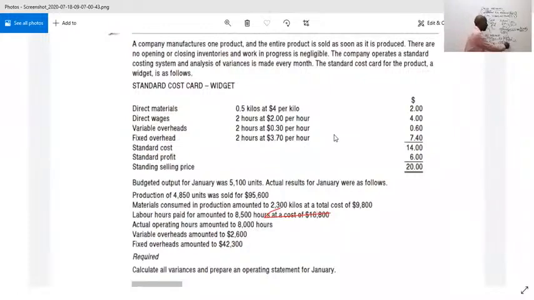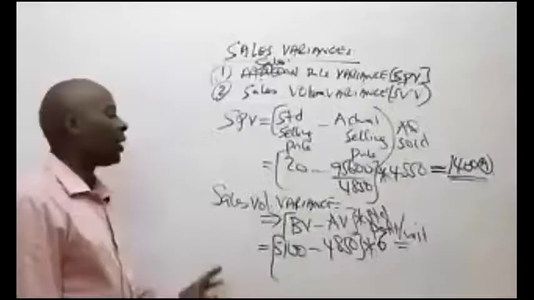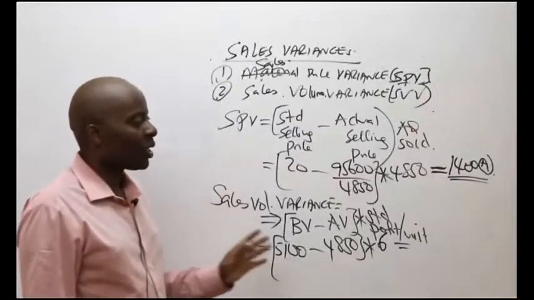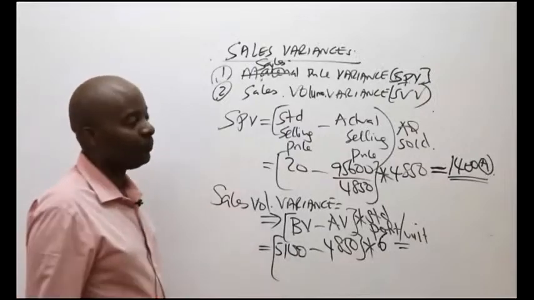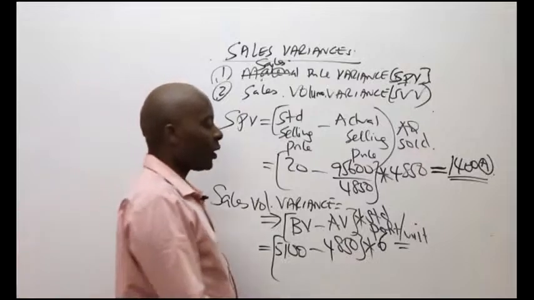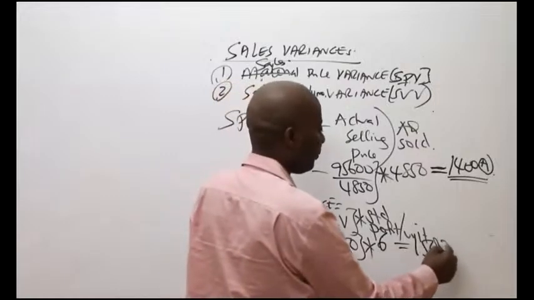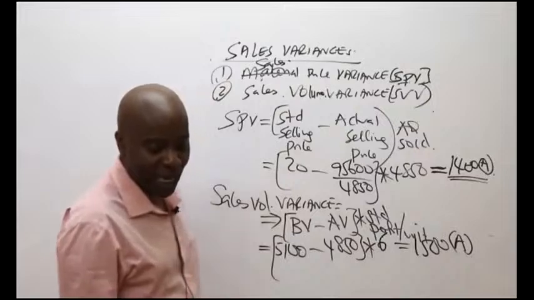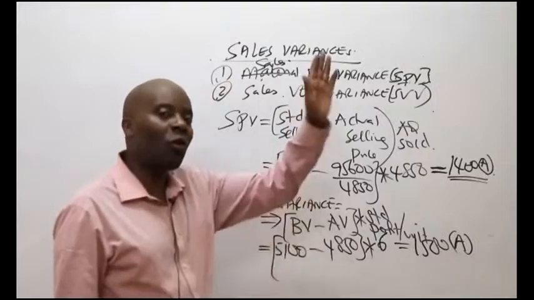Okay. So standard profit per unit, what do we have here, somebody? 6. Thank you very much. So could you kindly give me this answer here? 5,100 minus 4,850 times 6. Give me an answer, somebody. 1,500. Adverse or favorable? Adverse. 1,500 adverse. And now that marks the end of all our variances.